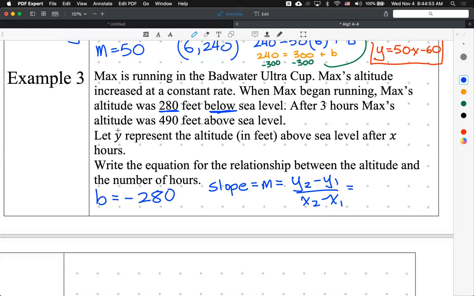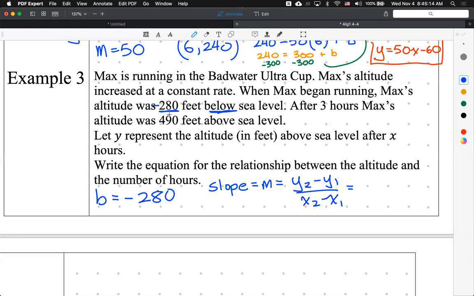So my y, again, represents feet. So the numerator of my fraction is going to be feet minus feet. And I see 3 feet numbers. There's 280 feet and negative 280 feet and 490 feet. So I'm going to do one minus the other. I'm going to do my second point minus my first point. It'll make it a little bit easier.